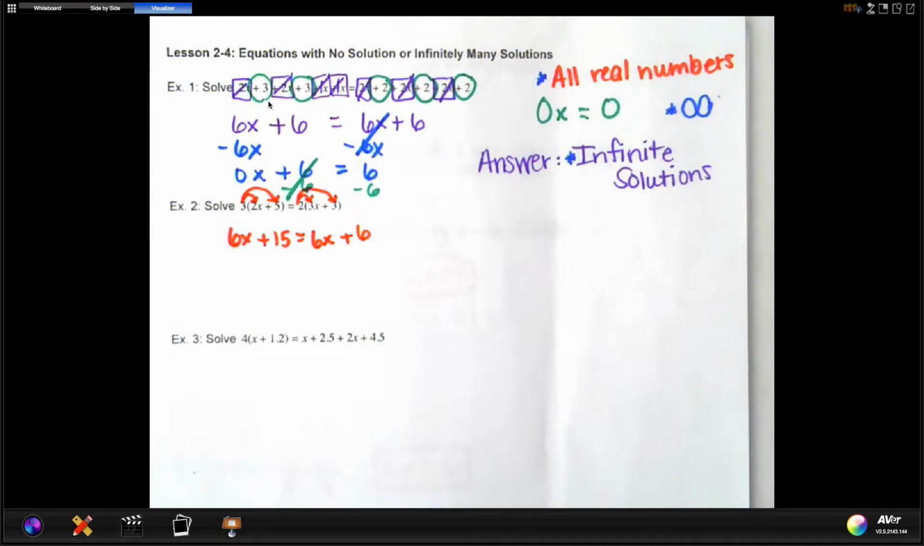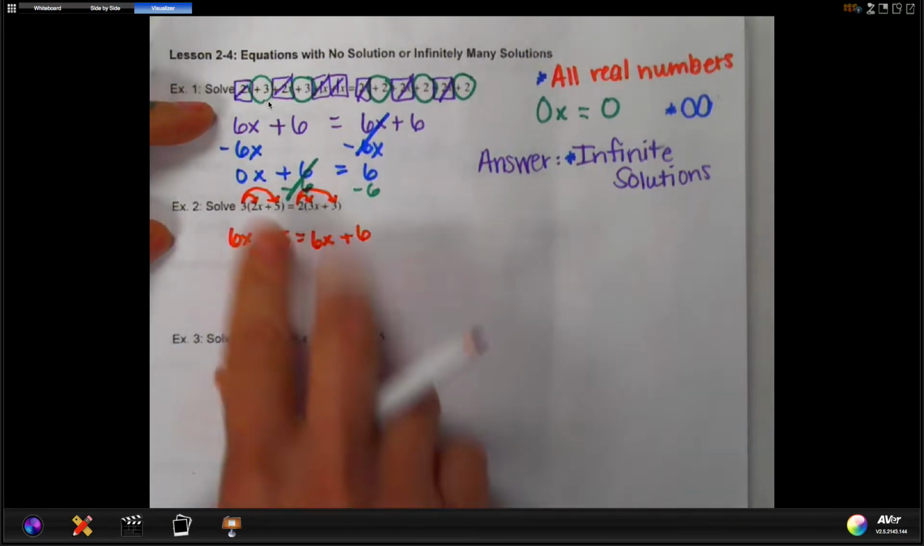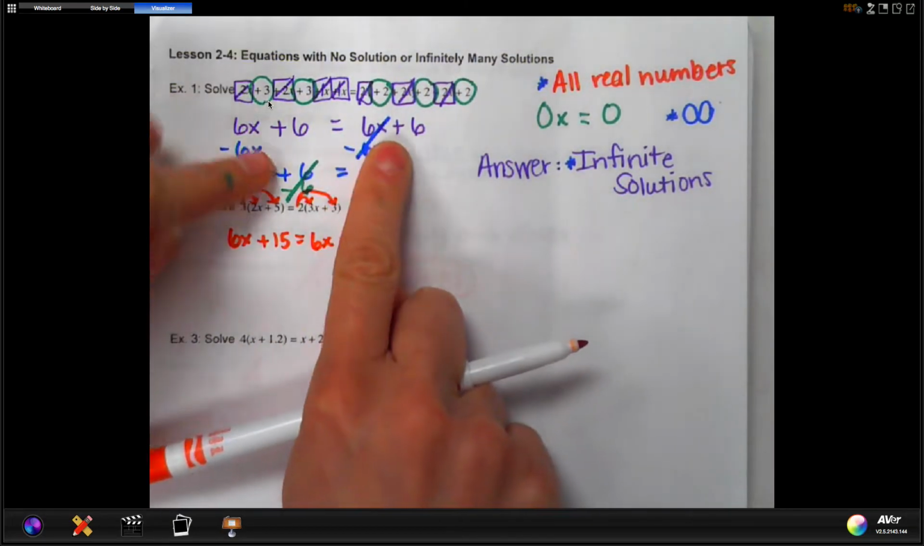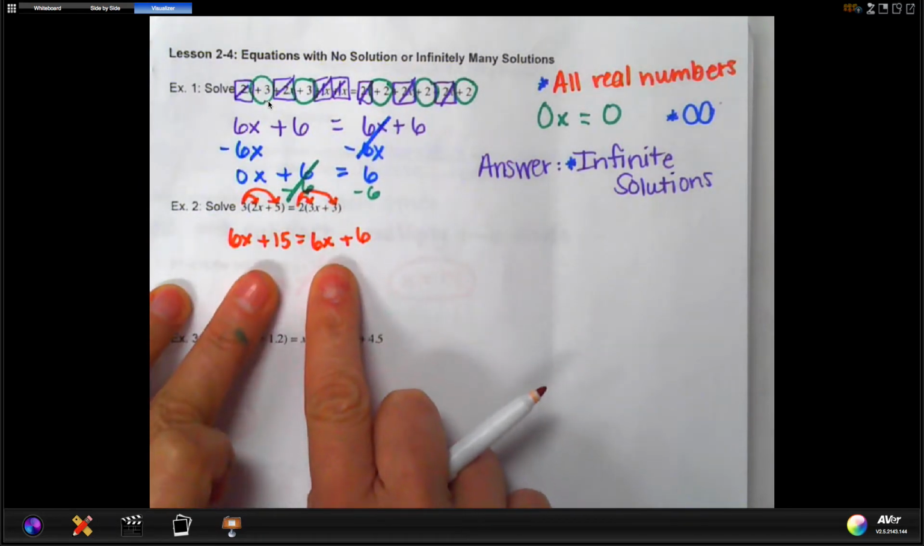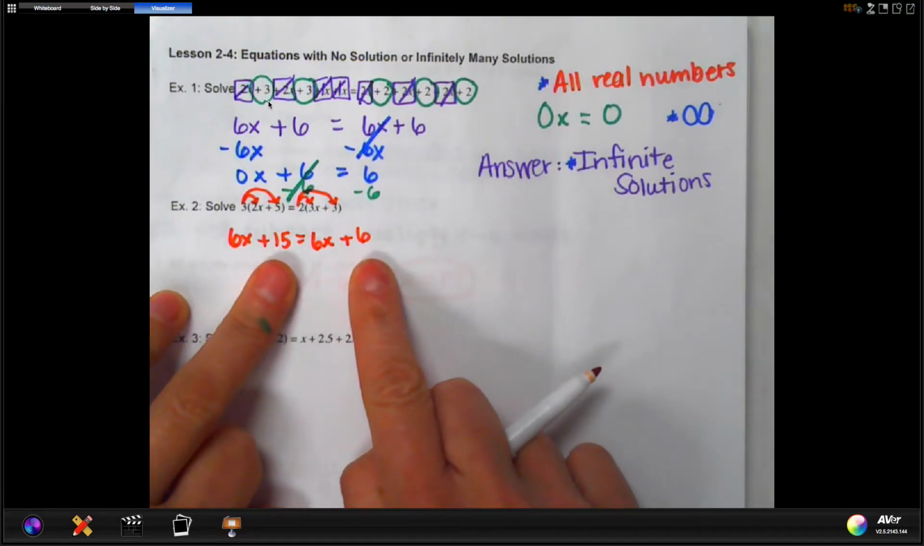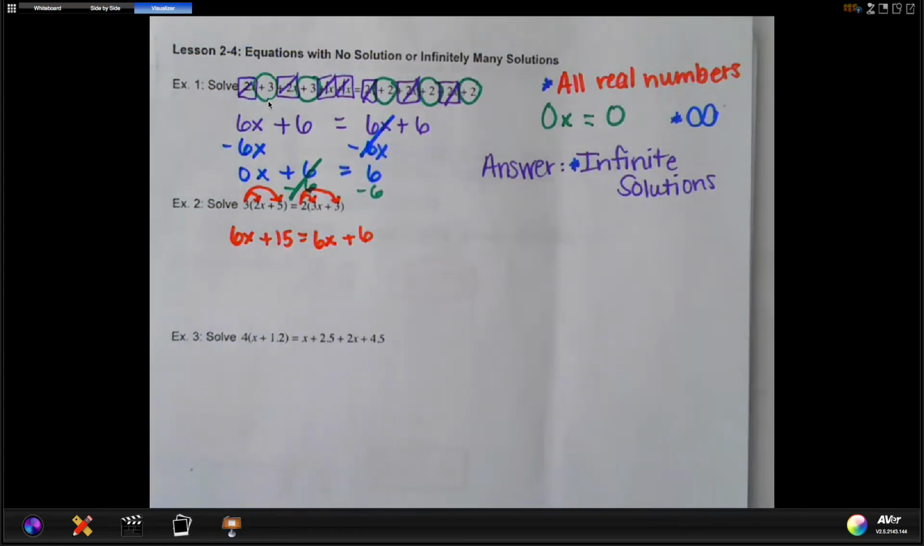Okay, so you're probably thinking to yourself, this looks similar to the one on top. Now, the one on top had the same exact thing on both sides in the beginning. This one has the same 6x, but we have different numbers being added on each side. Okay, so let's see what happens this time.